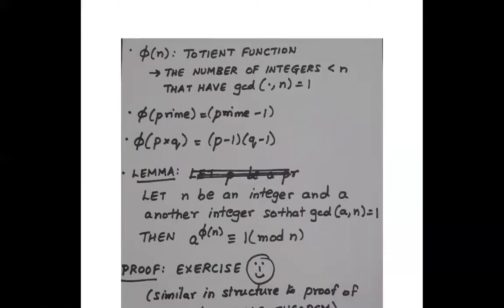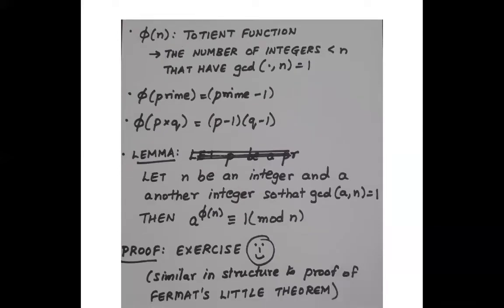Given that, now let's look at another concept, which is called Euler's totient function, or phi of n. Phi of n is a number that counts something. If I give you an integer n, phi of n is the number of integers less than n that have GCD with n equal to 1. They are co-prime to n. The number of integers less than n that are co-prime to n.